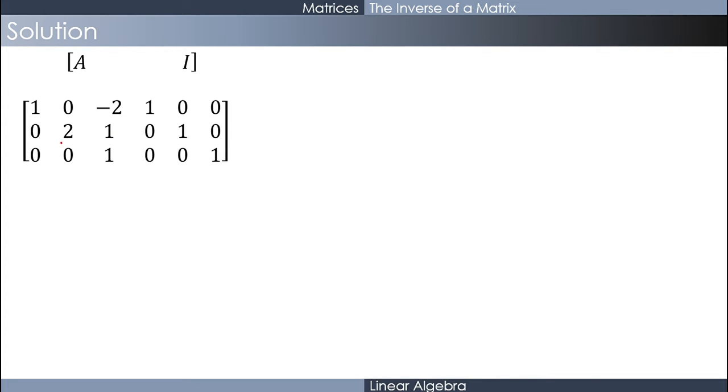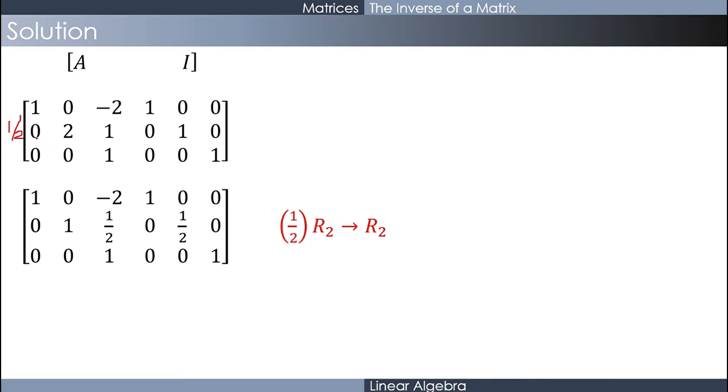Again, we will perform elementary row operations. So first, we will work with this number. Our goal is to turn this number into 1. To do that, we will multiply the entire second row by 1/2. If we multiply that, we get a new second row. So 1/2 of 0 is 0. 1/2 of 2 is 1. 1/2 of 1 is 1/2. 1/2 of 0 is again 0. 1/2 of 1 is 1/2. 1/2 of 0 is 0. We get a new second row, and we just copied the entries from our first and third rows.